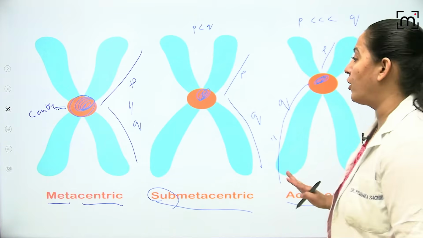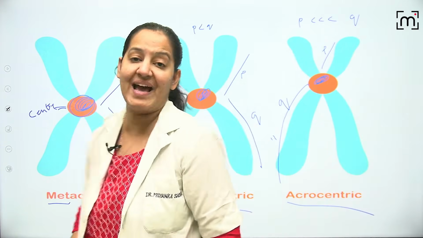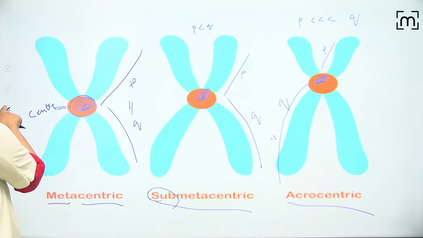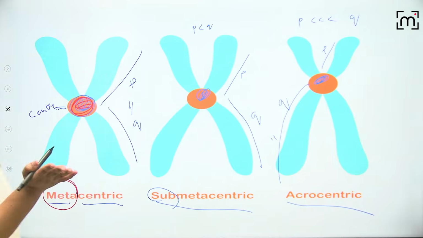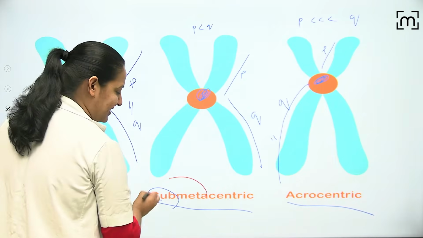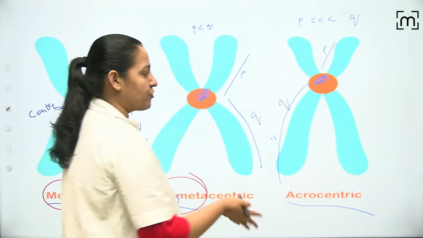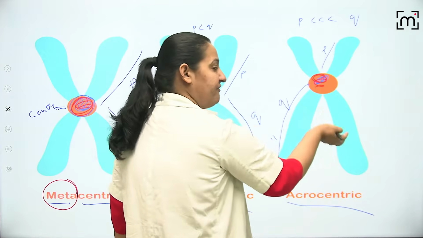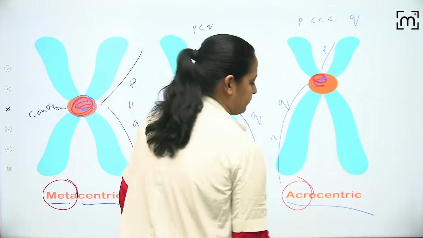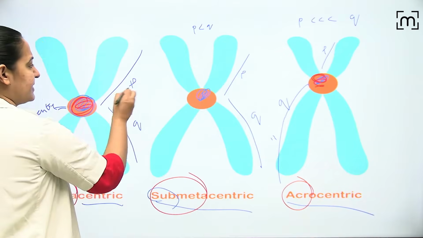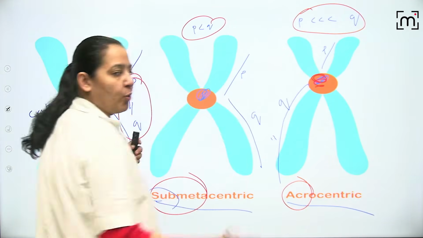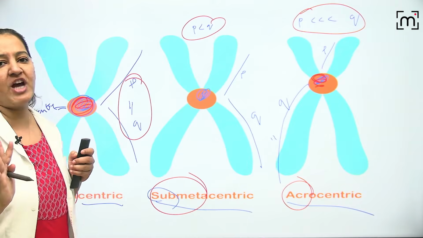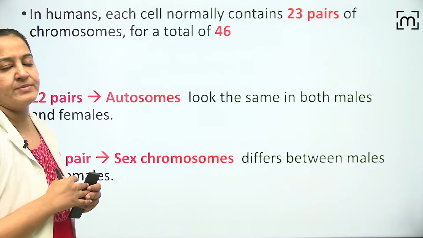So based on the location of the centromere, chromosomes are of three types. What are the three types of chromosomes? If the centromere is at the center, it is metacentric. If the centromere is towards one of the ends, it is submetacentric. And if the centromere is very near to the end, it is acrocentric. So see the size of the two arms, P and Q, in each of them based on the location of the centromere. That is the three types of chromosomes based on the location of the centromere.